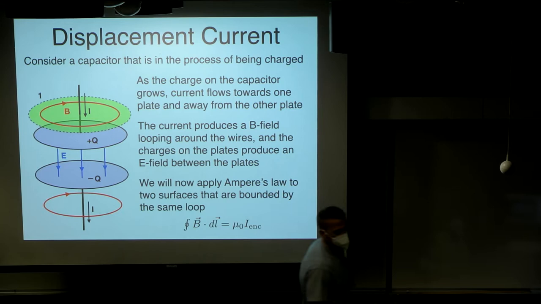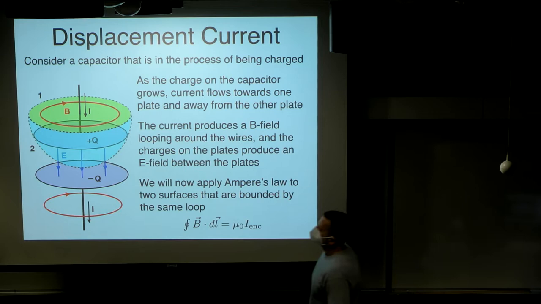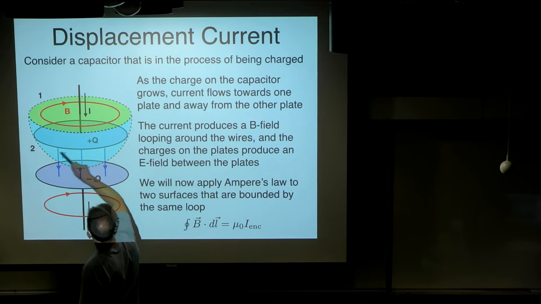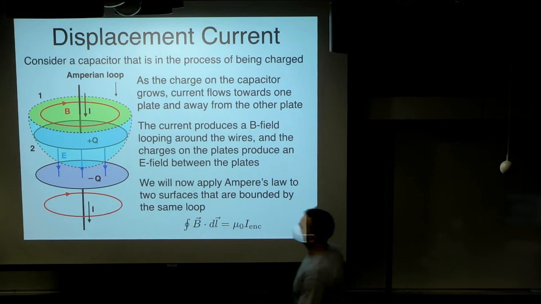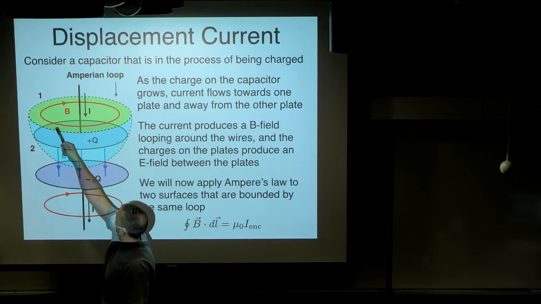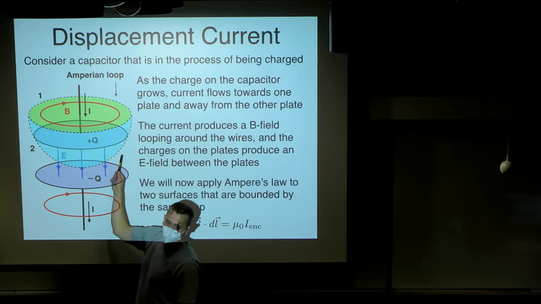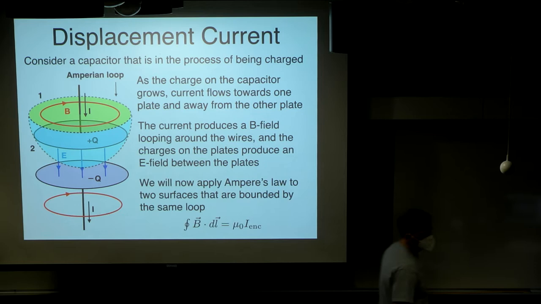So there's my second surface, okay? It's bounded by this same loop up here, but it goes down here in between the two plates. Okay, so that's the picture. And just to be clear, the Amperian loop that we use when we apply Ampere's law is this circle right here. But again, for the first surface, I have the current going right through it. And for the second surface, there's no current going through it, actually. Okay, so can you see that? Okay, that presents kind of a problem in a way.